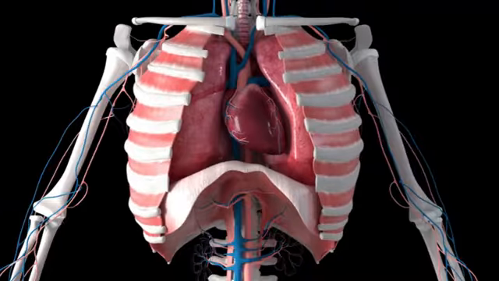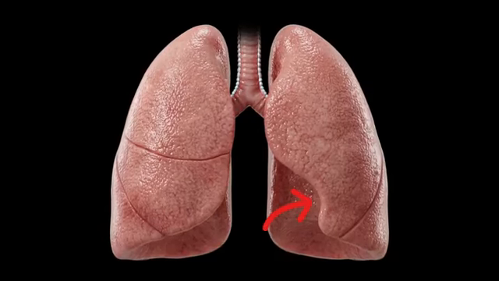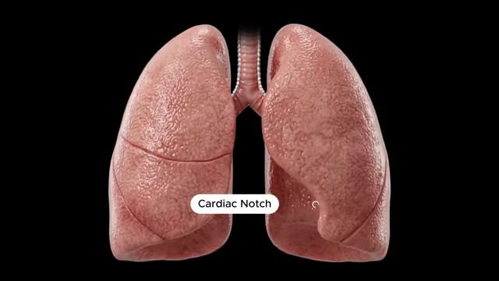The left lung is slightly smaller because the heart is tilted toward the left side in our chest, and the left lung provides space to accommodate it. Because of this space accommodation, there is a distinct indentation in the left lung called the cardiac notch.